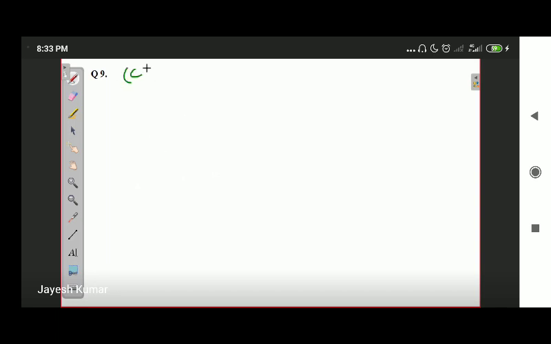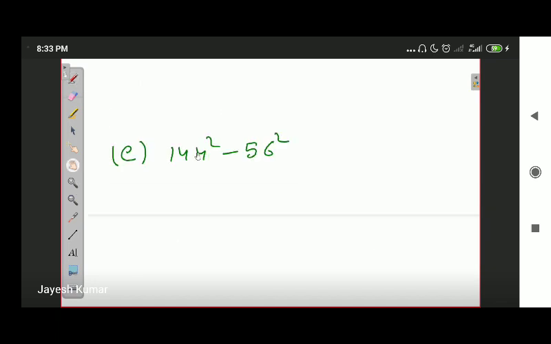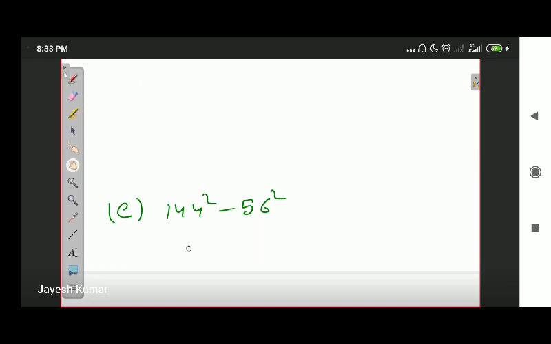C part is 104 into 96. E part is 144 square minus 56 square. And finally, F part is 127 into 127 minus 73 into 73. Okay, so let's start with C part. C part was 104 into 96.